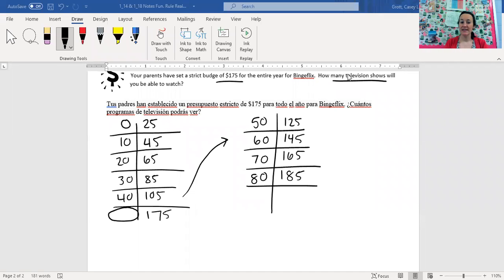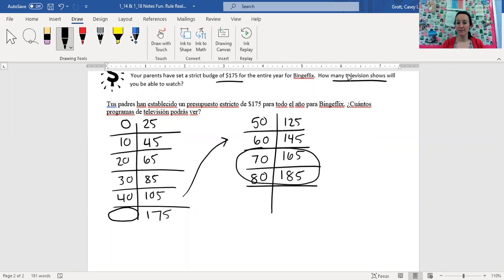You could extend your table. Okay, I moved it over here. And it would have to be between 70 and 80 because we have $175. So you could mess around with what that would end up looking like. What would 71 look like? What would 72 look like? An increase by $2 each time.